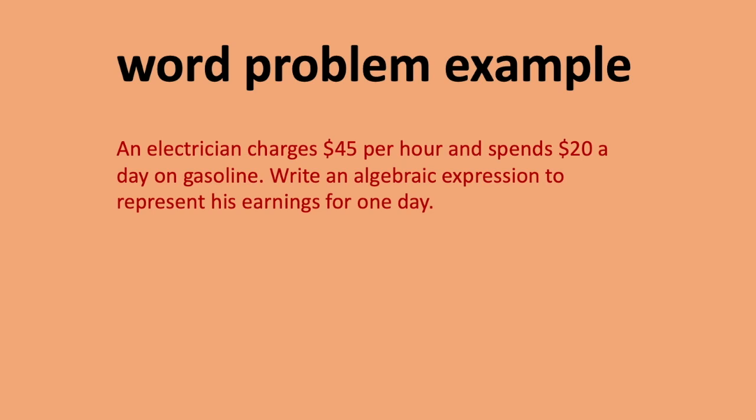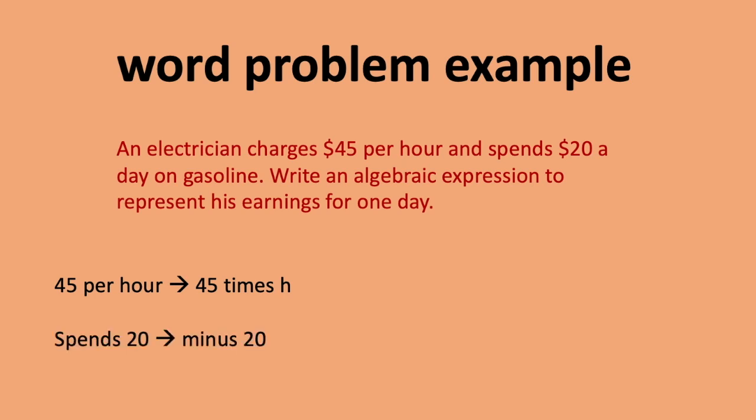So let's think about each part of this. He has $45 per hour, which means he's getting $45 for every hour he works, which per is seen in our chart, and that means multiplication. We have 45 times h, and then we still have the $20. And when you think about spending something, it's taking away money from the rest of your money. So spending $20 would be equal to minus $20. When you put all this together, you get 45h minus 20.